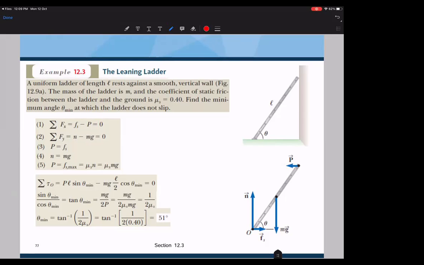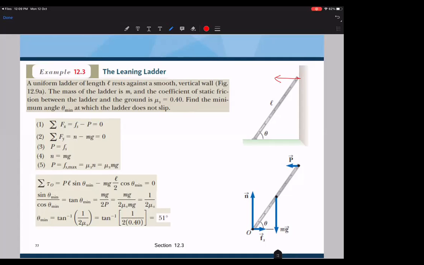So if you just lean the ladder on the wall, it would not provide any frictional force. Any force could just be perpendicular to the surface. No frictional force. It is smooth once again. So what are the forces that act on this ladder? It is shown in the diagram below.